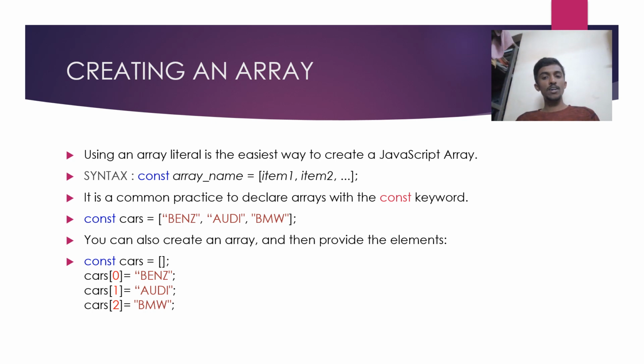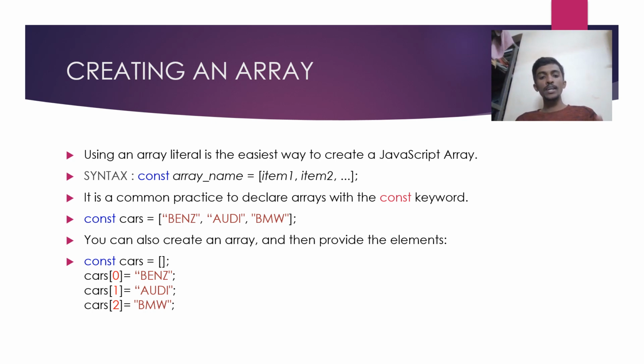By using this keyword we have created an array for cars: const cars = [Benz, Audi, BMW, and so on. We can add Hyundai and Volvo and other cars which are there in our current world. So we can add all those cars in the car list.